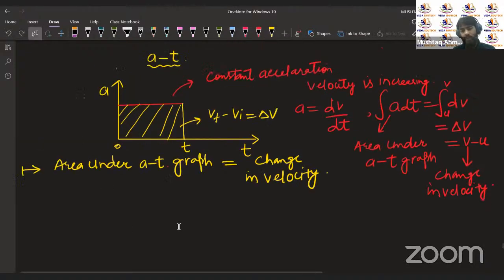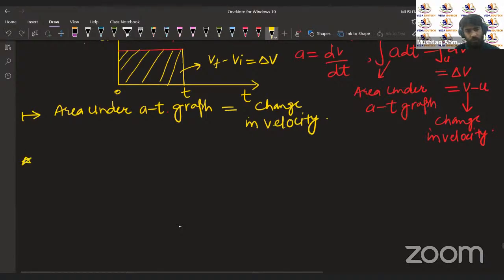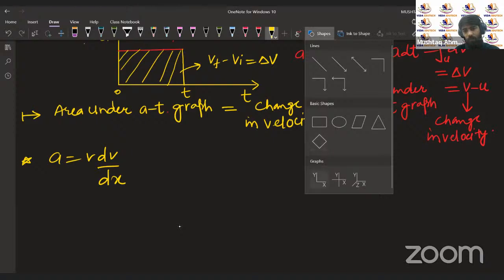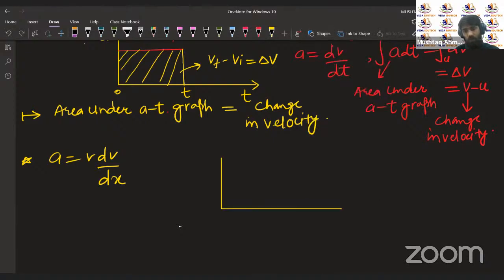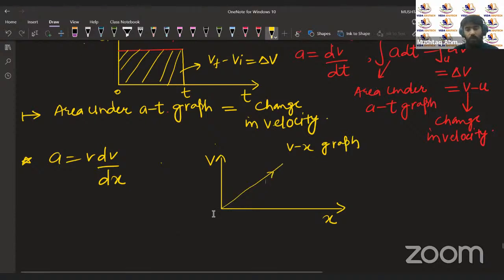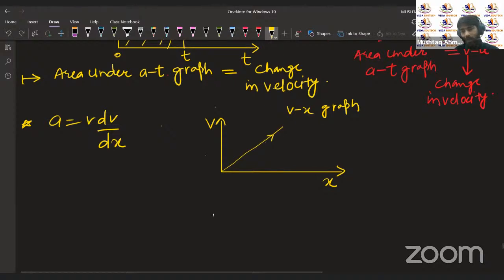So let's conclude all these things. One more point is there: we can rewrite acceleration as v dv over dx, right? Let's suppose we have a velocity versus position graph, the Vx graph. It's like this, right? This is the velocity versus position graph. The slope of this velocity versus position graph is equal to dv over dx, right?